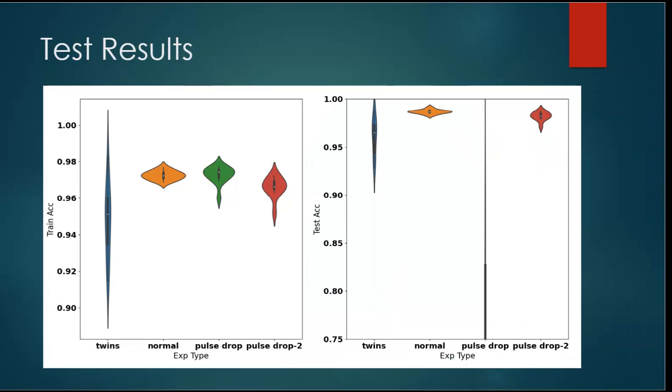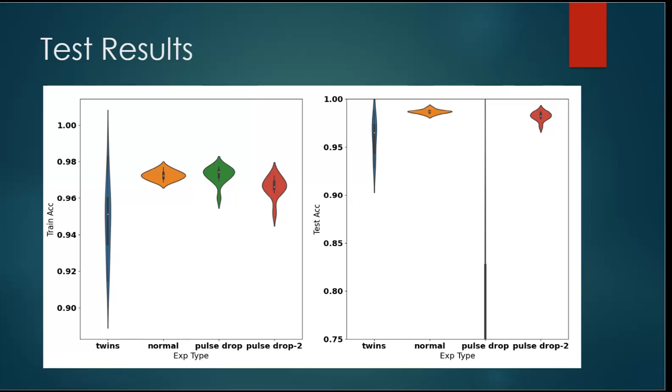And so here's the test results for the experiments. Looking at the first test, the normal test, on the training side, you can see that for all three, they're all hovering between 96 and 98%. The only one that deviates too much is the twins data set, which floats between 0.9 and 98%.